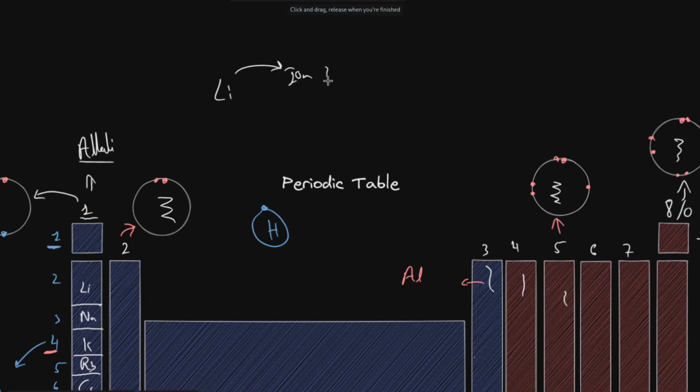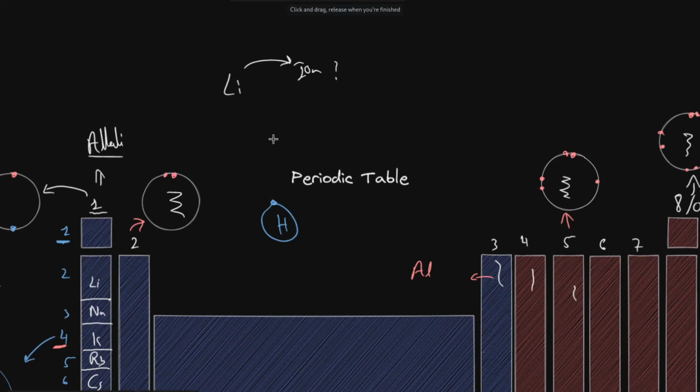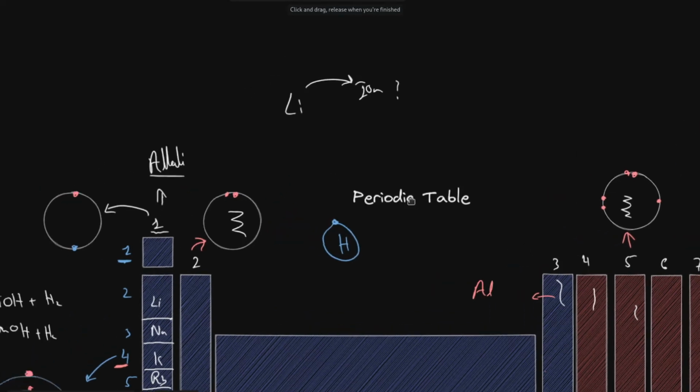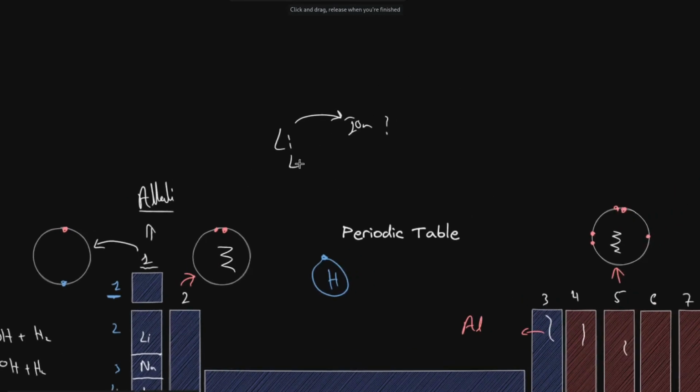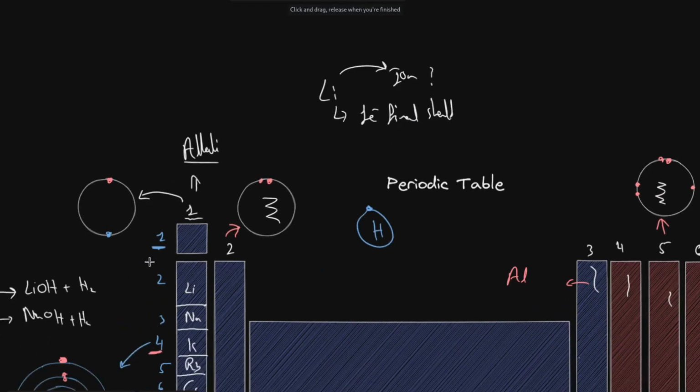Now, what type of ion will it form? We need to understand that, we need to grasp that information from looking at its structure. Now, lithium is of group 1. That means that I can most definitely say that it has one electron in its final shell, and it has in total two shells.